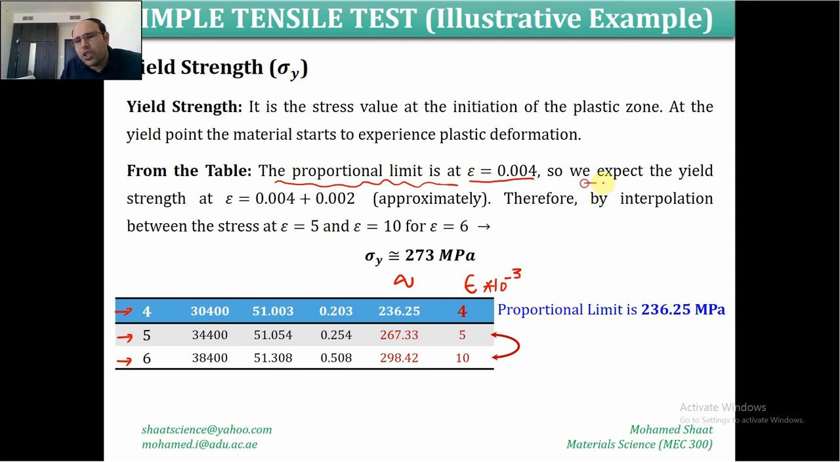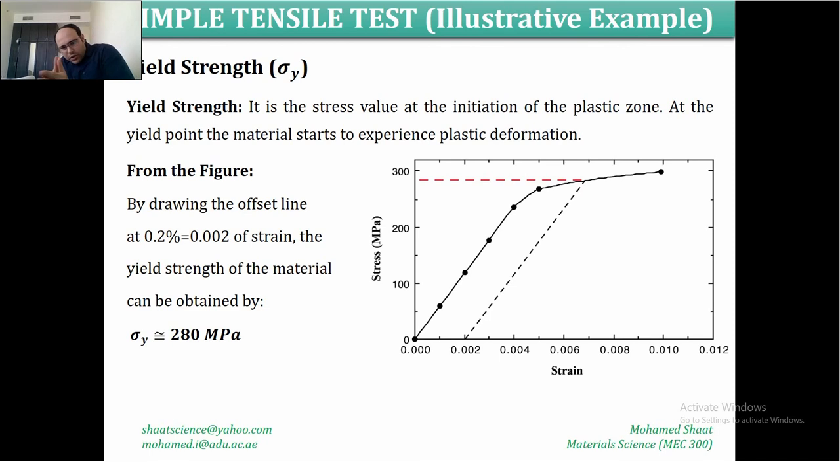Then we should expect the yield point at a strain which can be approximately considered as the sum of this strain value plus 0.002. Why 0.002? Because we have to draw a line. We have to measure this distance. If the figure is already given, we have to measure this distance, then draw a parallel line. So if we are getting the proportional limit at this point, we can approximate this distance as 0.002. It is not exactly the same distance as this one. It could be bigger or smaller, but that is fine to approximate it with this value because we're still dealing with small distances.